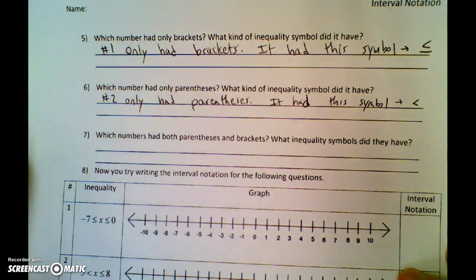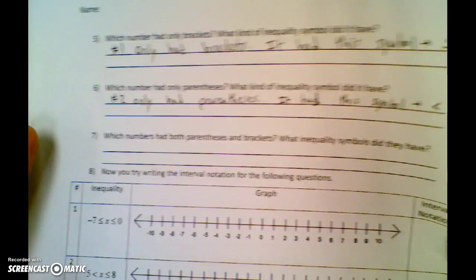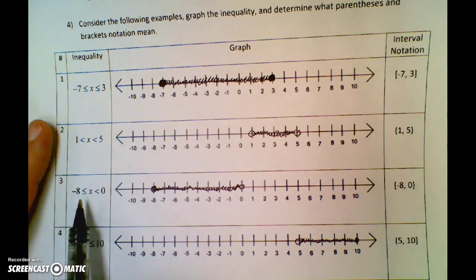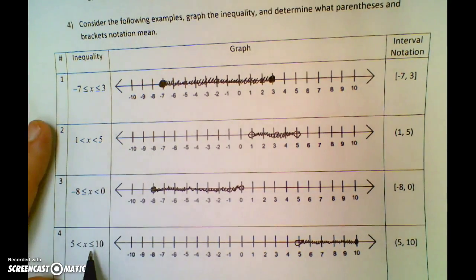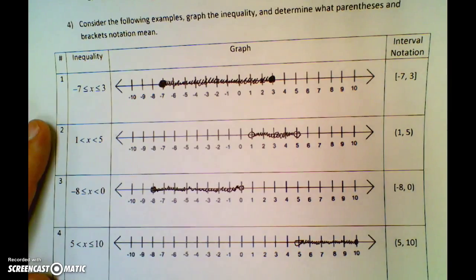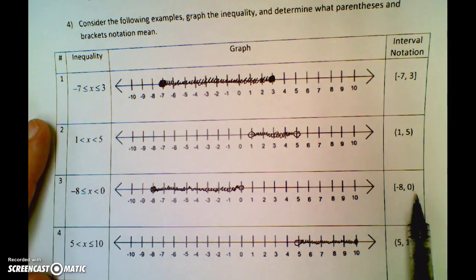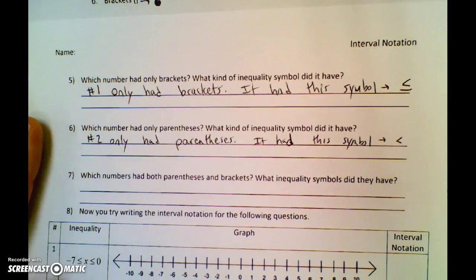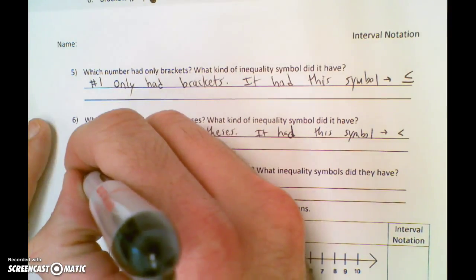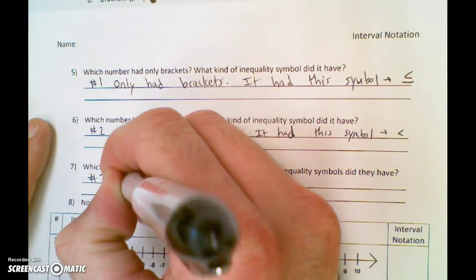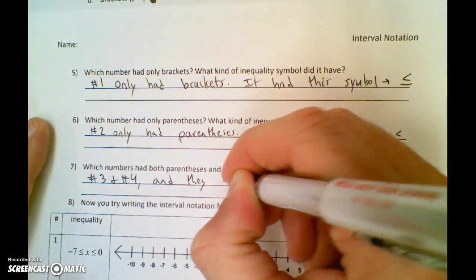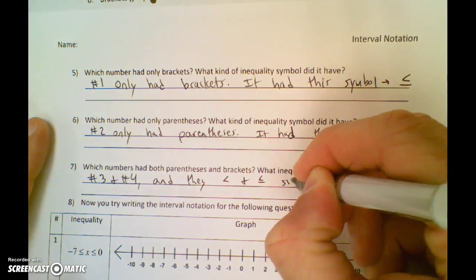And then which numbers had parentheses and brackets? Well, the parentheses and brackets were found in 3 and 4, and that's because I had a combination of either less than or equal to and less than, or less than and less than or equal to. So it just depended on the problem. But for each of those ones, I had 1 parentheses and 1 bracket based on the location of the number. So that was numbers 3 and 4. And they had the less than and the less than or equal to symbol.